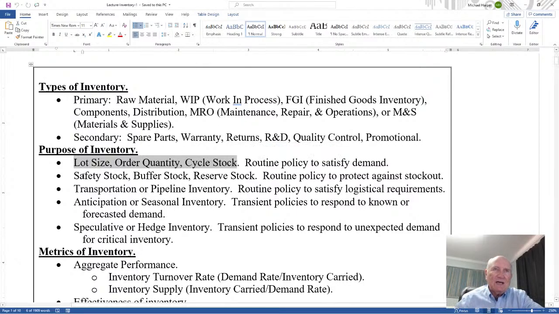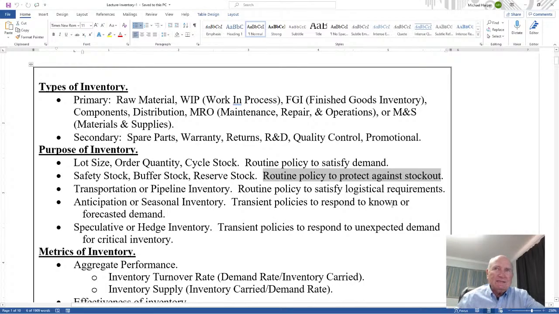Another one is safety stock, buffer stock, reserve stock. This is another routine policy to protect against stock out. If you recall from another video, I define stock out in my lectures as when you have demand on a system, but you don't have inventory to meet that demand. I do not define stock out as zero inventory. It's zero inventory with demand, where you do not have inventory to meet that demand. That's referred to as stock out.